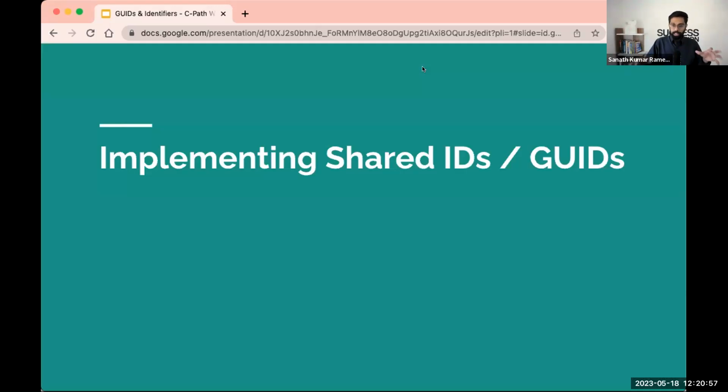Let's talk about implementing shared IDs and GUIDs. I'm going to use the word GUID and shared ID interchangeably, but I'm shifting my weight towards shared identifiers because that is truly what you want to get towards. And GUID is just one type of implementation of shared IDs.